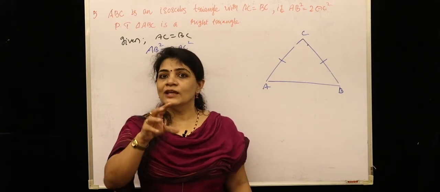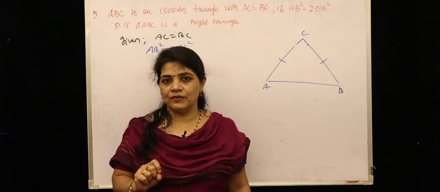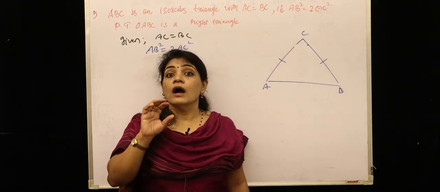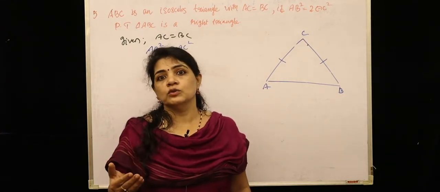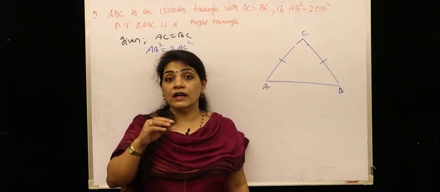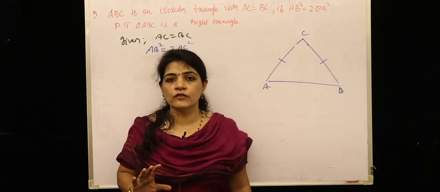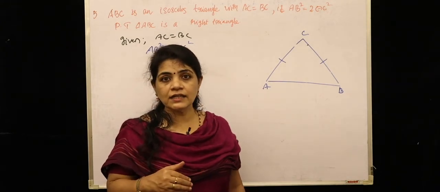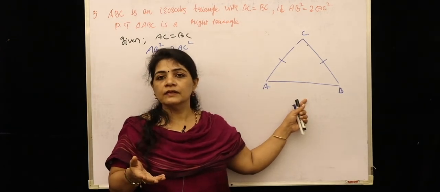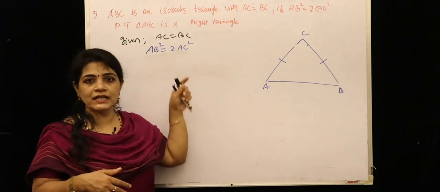So how can we show that this will form a right triangle under this given condition? See children, this is the only method: you can apply the converse of Pythagoras theorem. What is the statement of the converse, children? If the square of one side of a triangle is equal to the sum of the squares of the other two sides, that means one angle will be 90 degree. The angle opposite to the first side will be 90 degree. That is the converse of Pythagoras theorem. If we can show that this result holds for this problem, you can say this will be a right triangle.